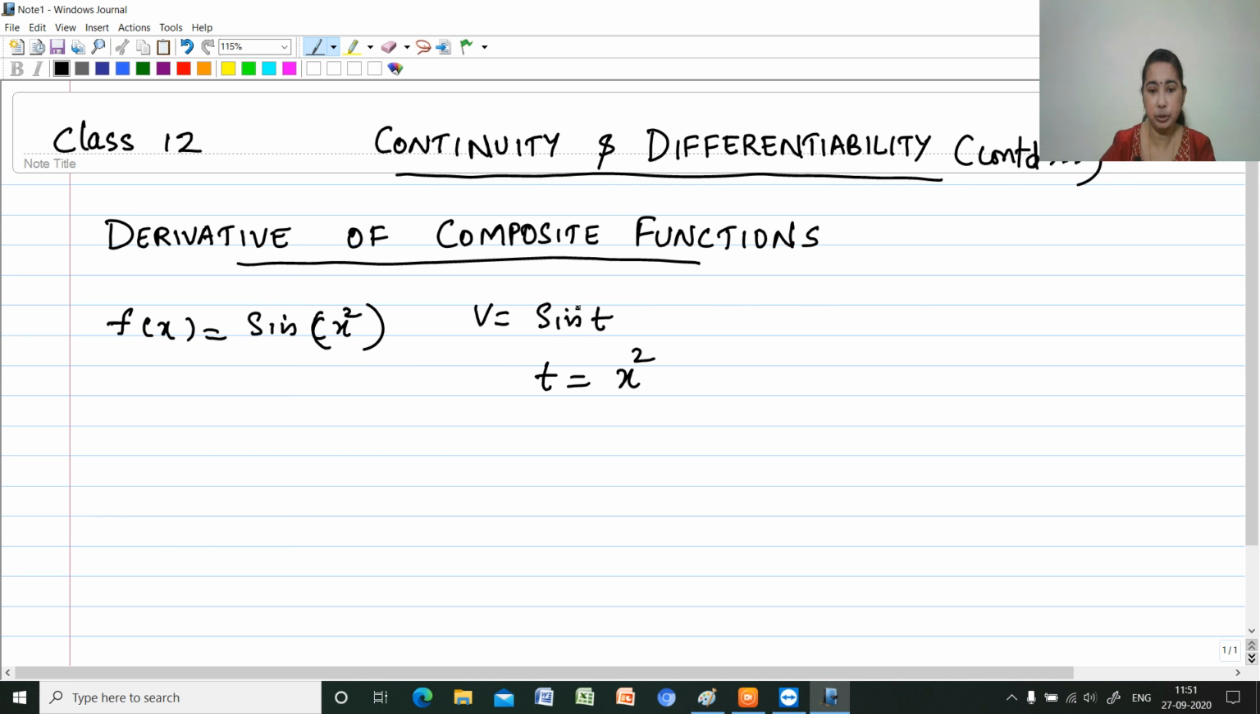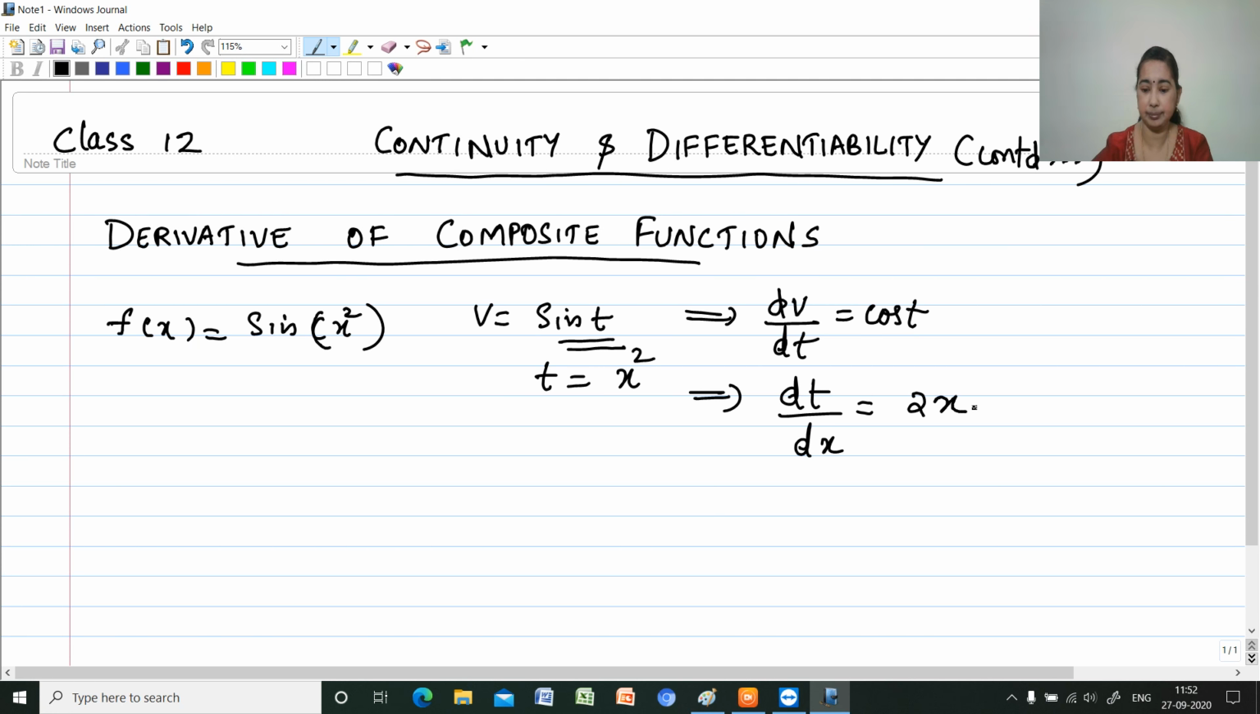What we have to do is differentiate v with respect to t, because I have taken it in terms of t. So dv by dt is equal to cos t. And t equals x square, which we can differentiate with respect to x, that is dt by dx, and that is 2x.